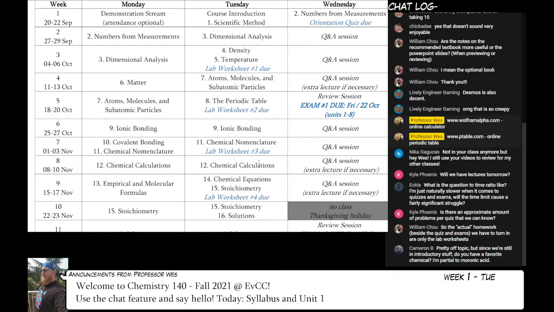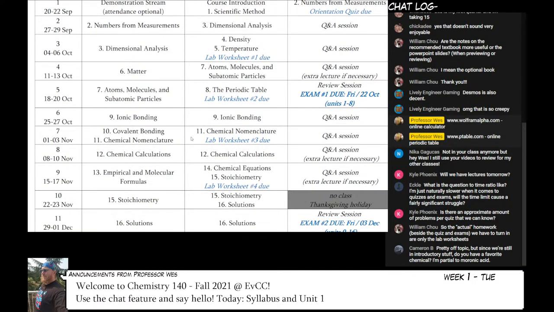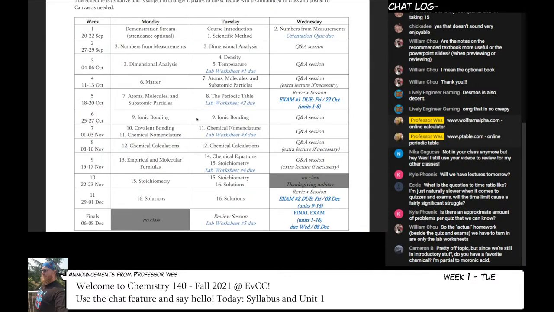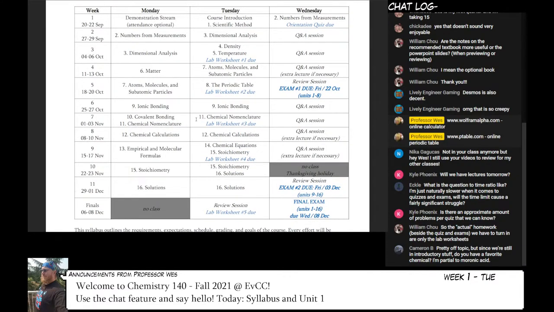And then finally, here's the schedule. Let me zoom this out a little bit. There is the schedule. You'll notice that most of the Wednesdays are just Q&A sessions, so those are office hours. Some of these say extra lecture. If we fall behind, I will use it as an extra lecture. Anything in blue is an important deadline or due date.